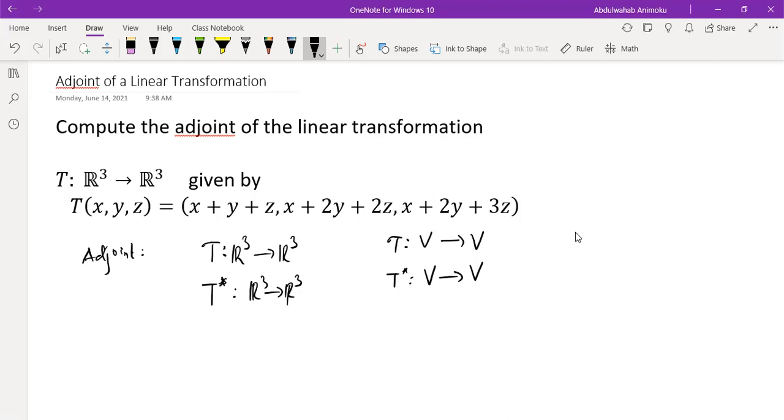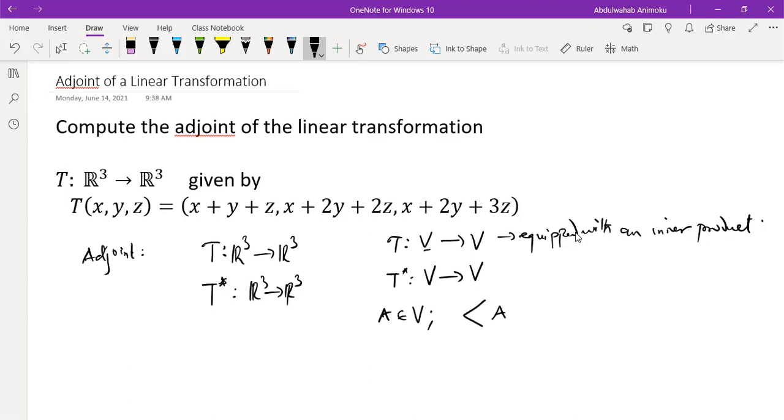For this particular transformation, these vector spaces are equipped with an inner product. So they are inner product spaces. And then the relationship between T and T star is this. Let's say we take a vector from V, say A is a vector from V. The relationship between T and T star is through this inner product.